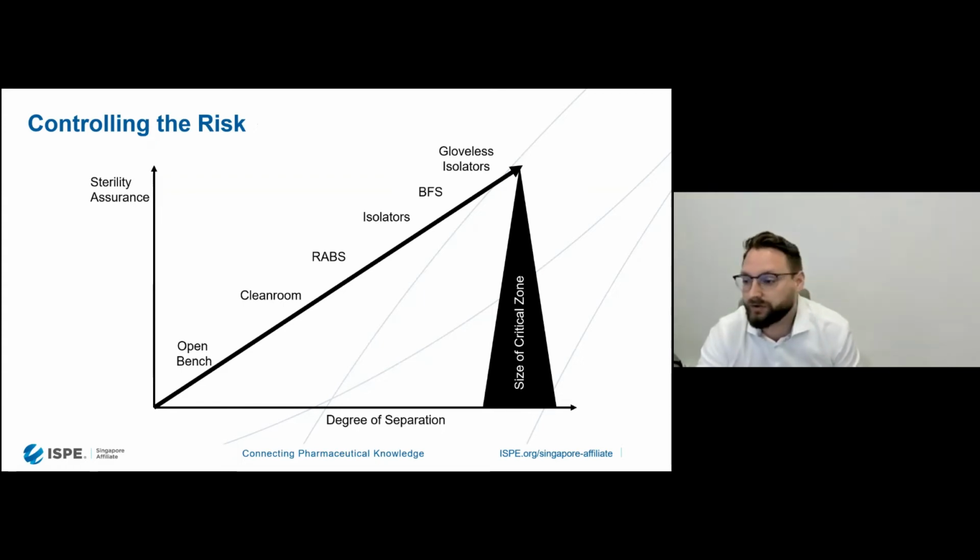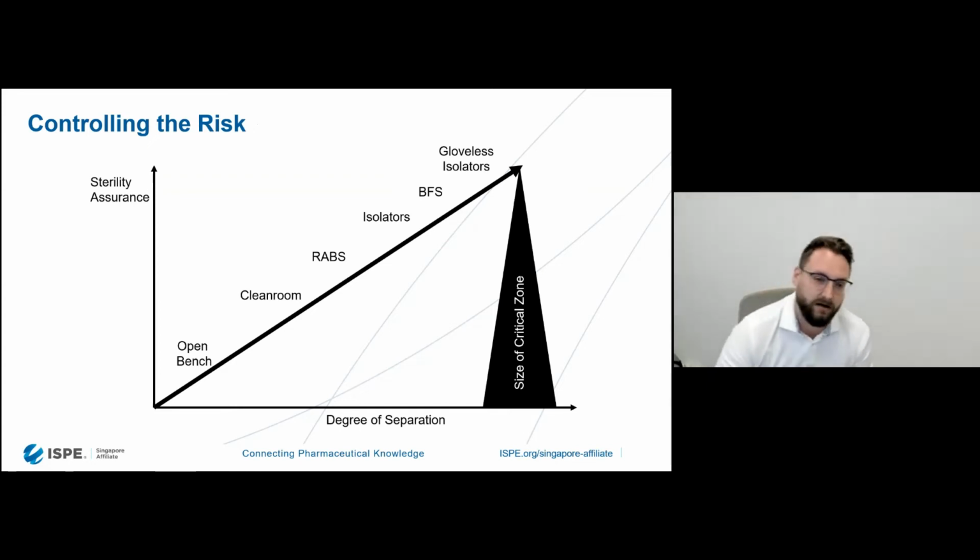So in order to control the risk, we need to increase the degree of separation from the operator to the process. Moving from open bench tops to isolators, to BFS, to gloveless isolators, the common denominator across all of that is we're taking the operator and pushing them one step back away from the critical zone every time we take a step up this ladder.